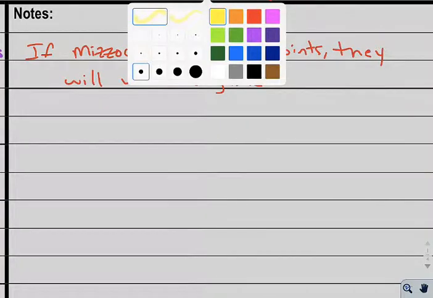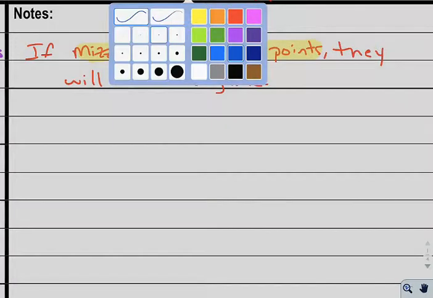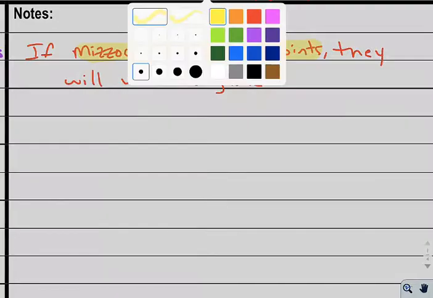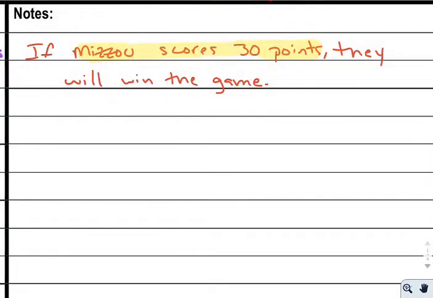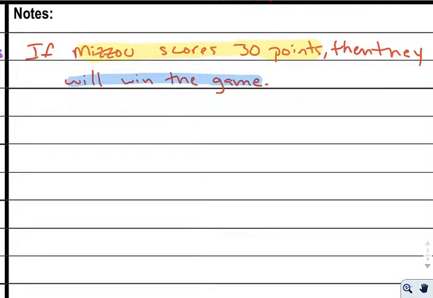We do have two very distinct parts. We have what's called the hypothesis, and hopefully this is a review from class. If not, get it down now because you're going to need it. We have this first part, if Mizzou scores 30 points, and then we have this follow-up part, they will win the game. And I forgot something here. Let me fix that. Hope you guys were freaking out there because I forgot my then. It didn't feel right when I was saying it, and that was the reason why. Okay, so if Mizzou scores 30 points, then they will win the game.